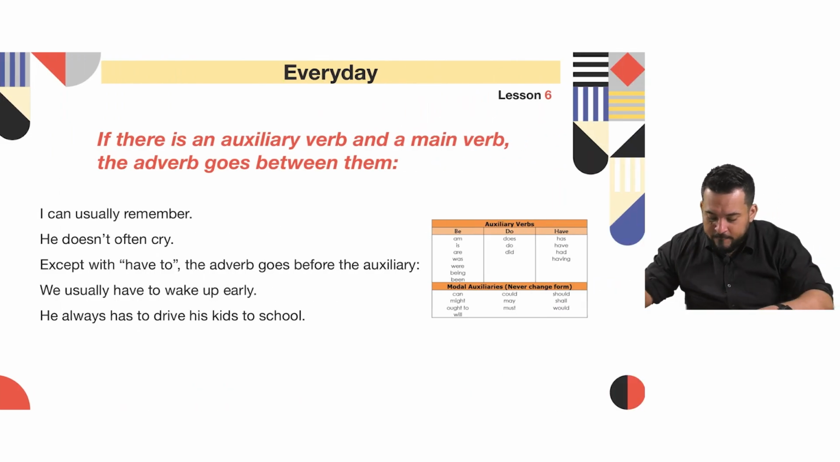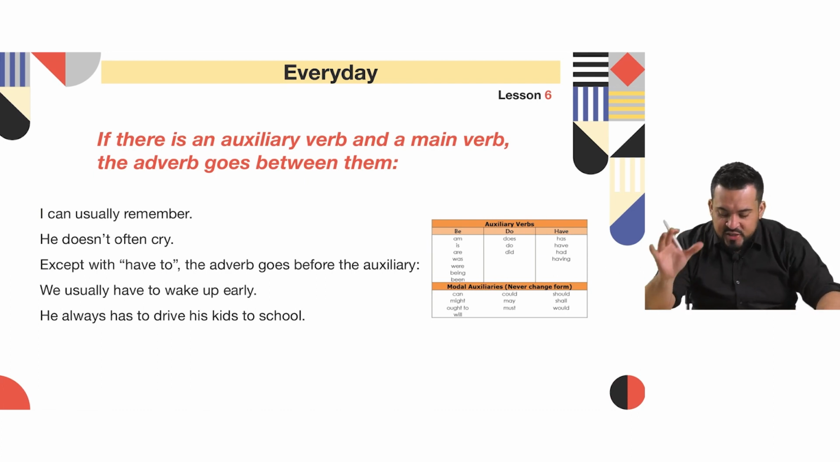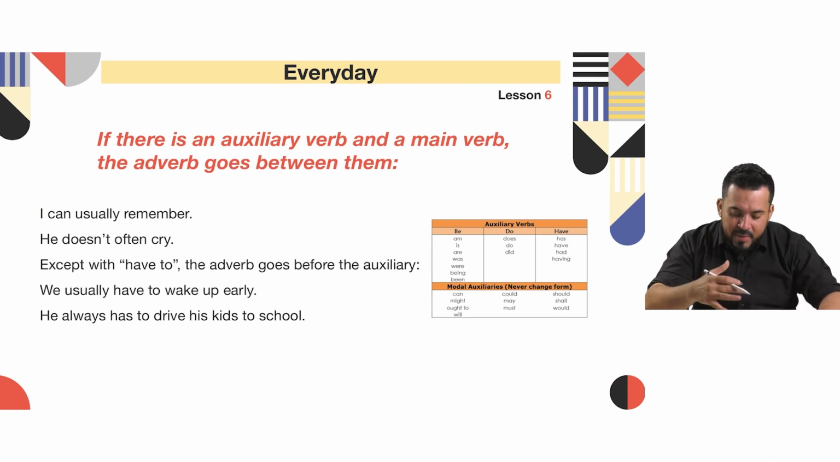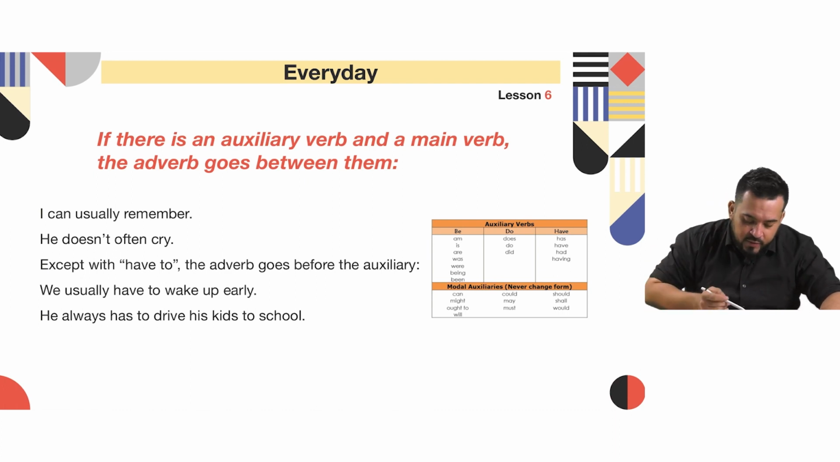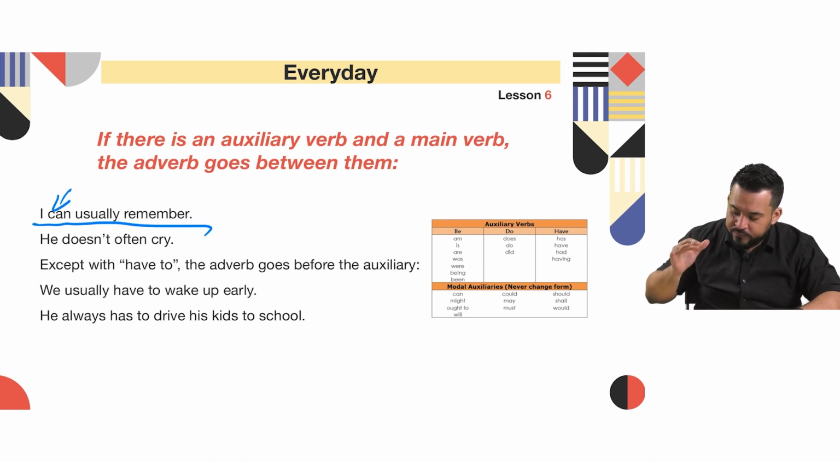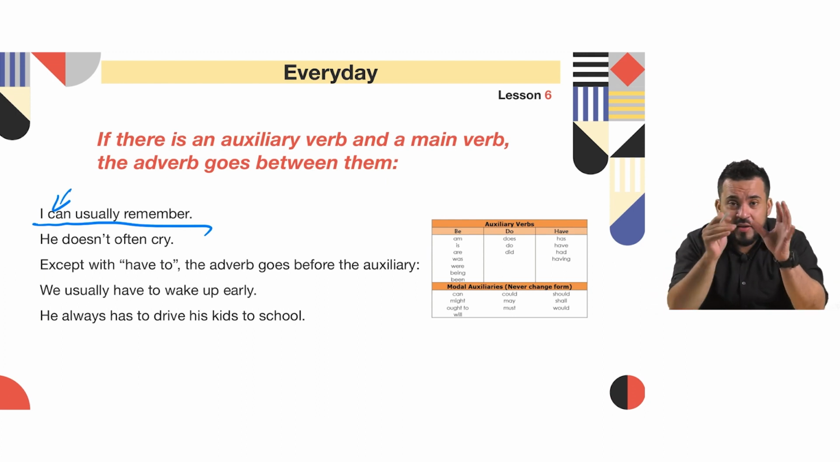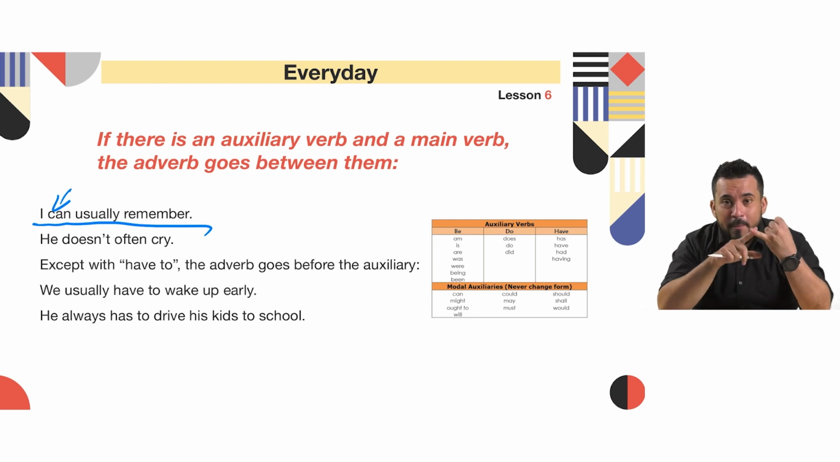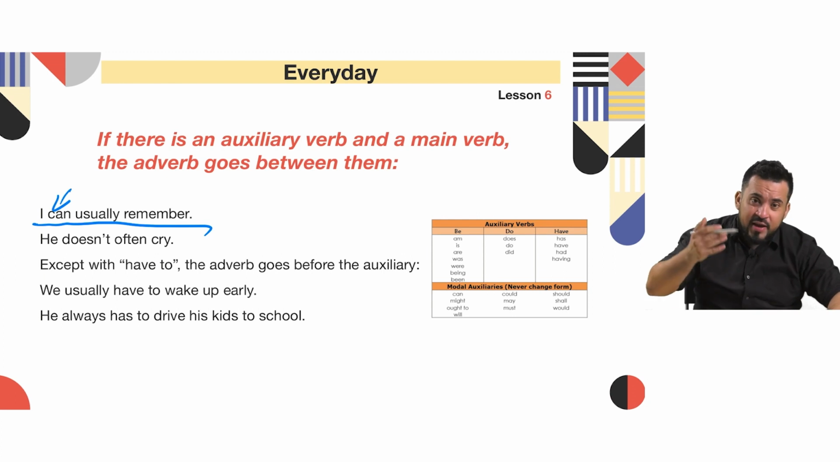All right, now, if there is an auxiliary verb and a main verb, the adverb goes between them. For example, I can usually remember. This can is called auxiliary. Okay? The auxiliaries, or the helping verbs, they consist of 4 types. Okay, we have the be, the do, the have, and the modals. Can is an auxiliary because it's part of the modal family.